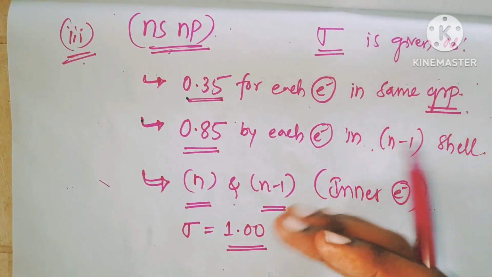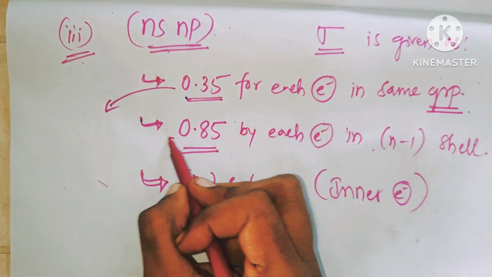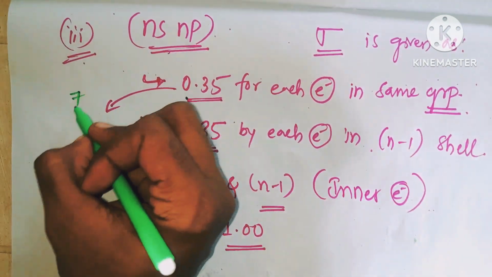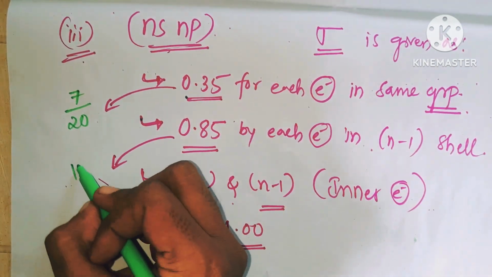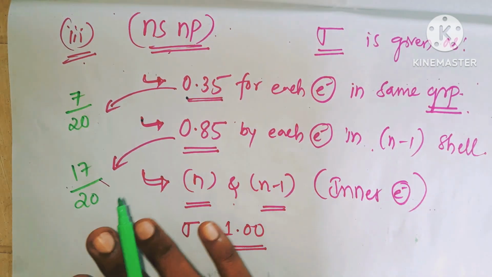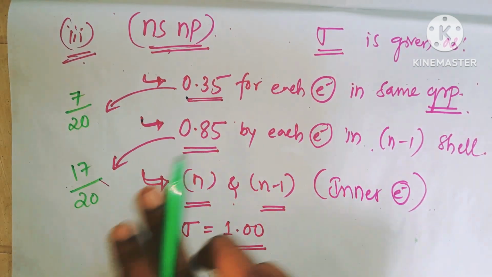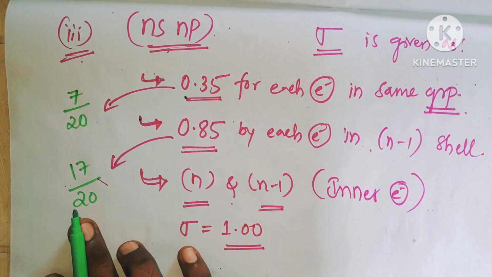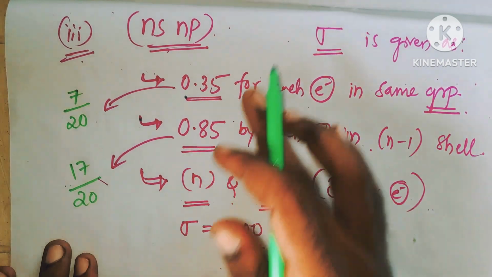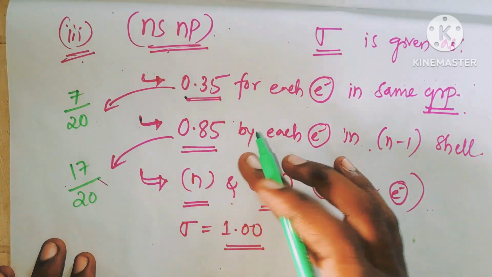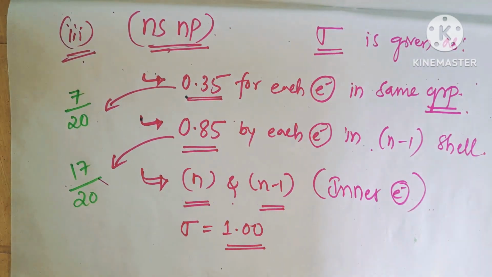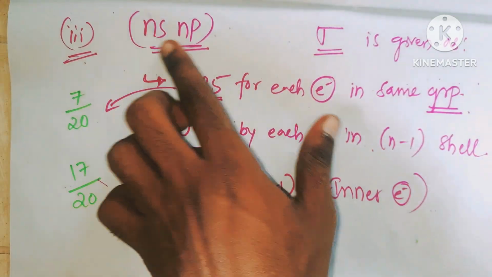For different kinds of calculation, I also take these 0.35 and 0.85 as 7 divided by 20 and 17 divided by 20. This is just the fractional form of the decimals, because it can be helpful in the calculation, but it's not mandatory. You can remember it like this also, whoever finds it easier to remember in this format. Next, we have completed NS and NP, so we'll be moving on to ND or NF.